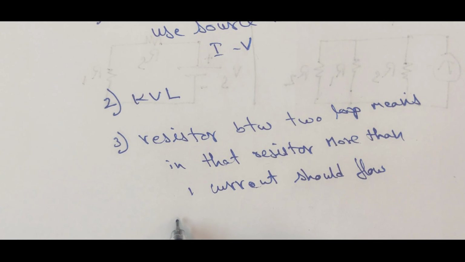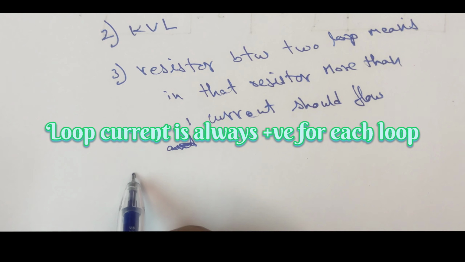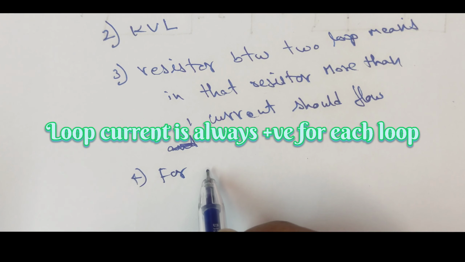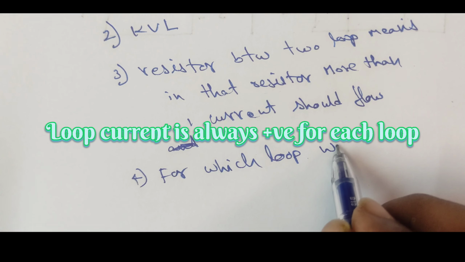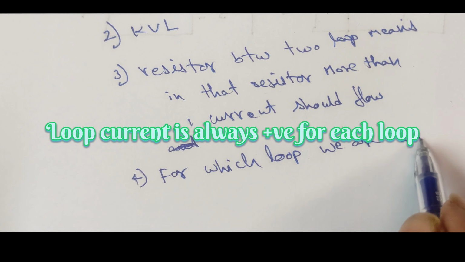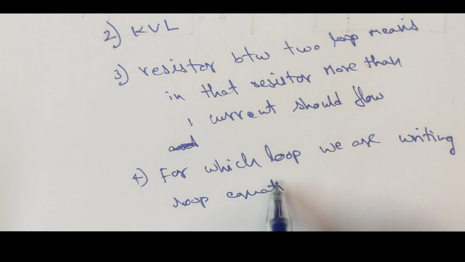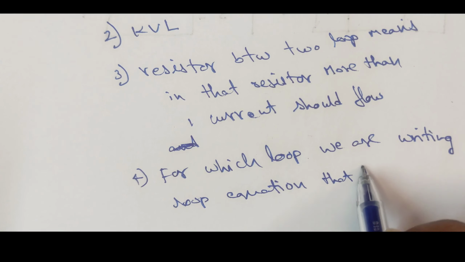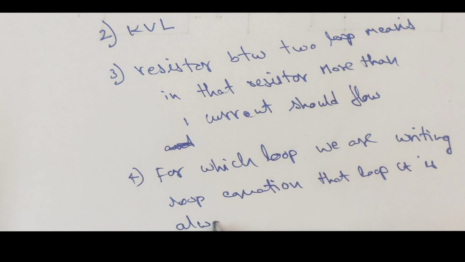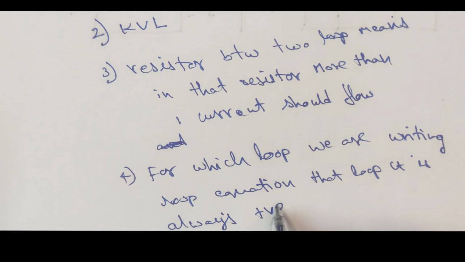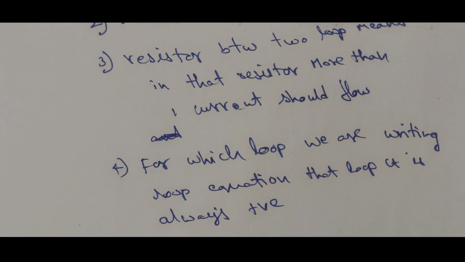And I will write this as the fourth point. For whichever loop we are writing the loop equation, that loop current is always positive. So these are the 4 points you need to remember before applying mesh analysis.